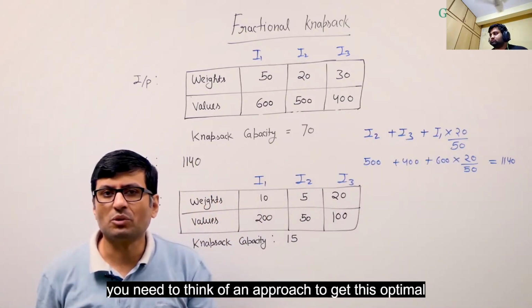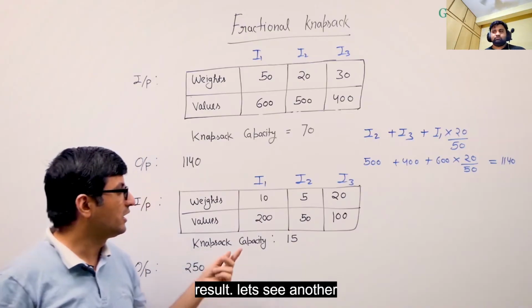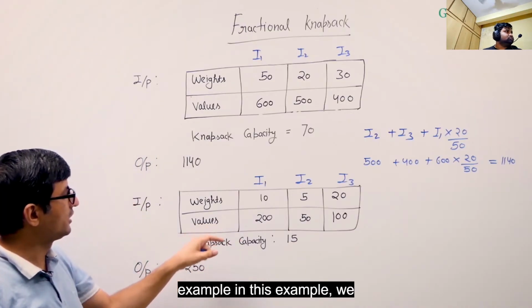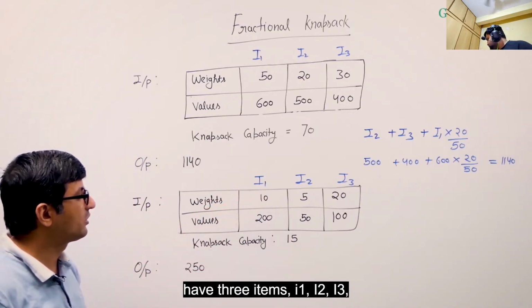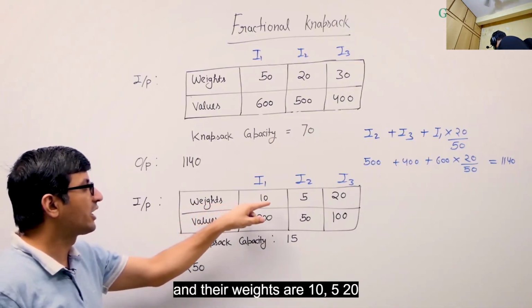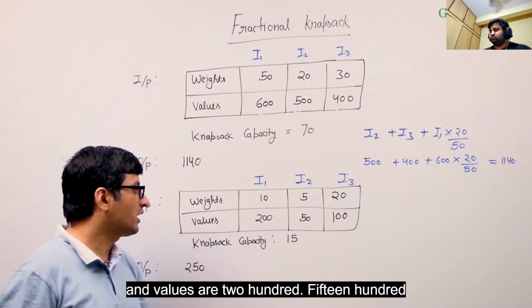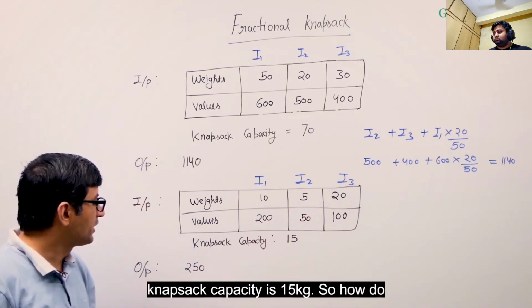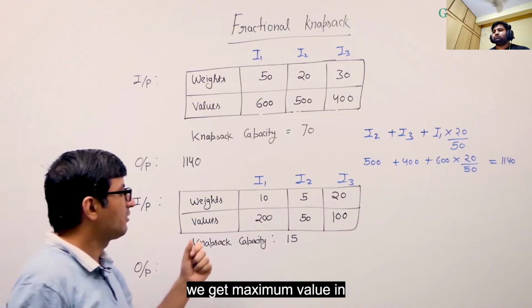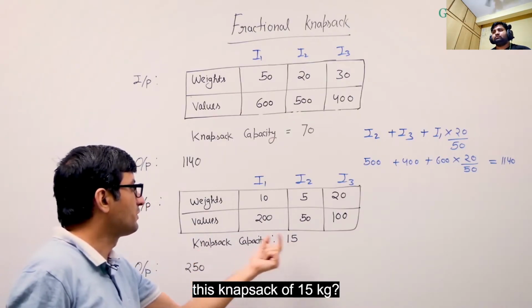And you need to think of an approach to get this optimal result. Let's see another example. In this example, we have three items, I1, I2, I3, and their weights are 10, 5, 20. And values are 200, 50 and 100. Knapsack capacity is 15 kg. So how do we get maximum value in this knapsack of 15 kg?